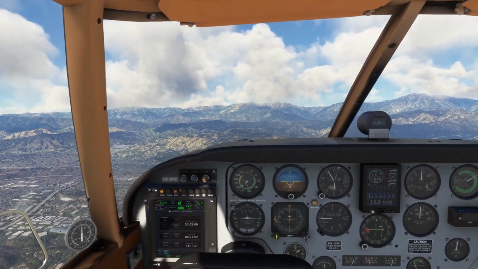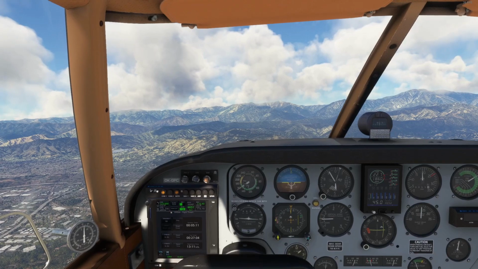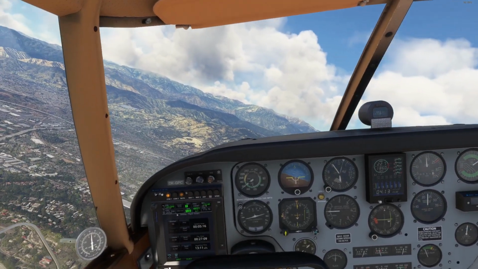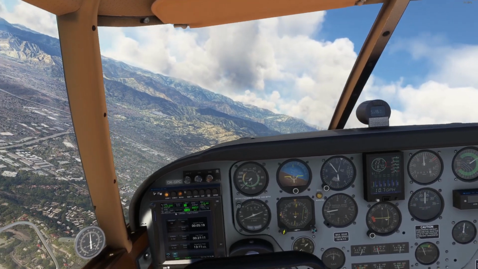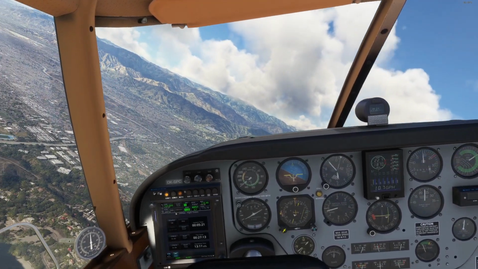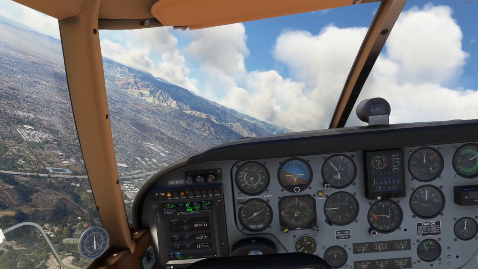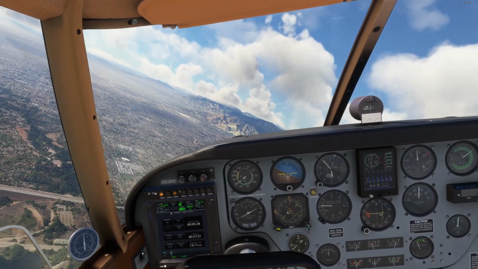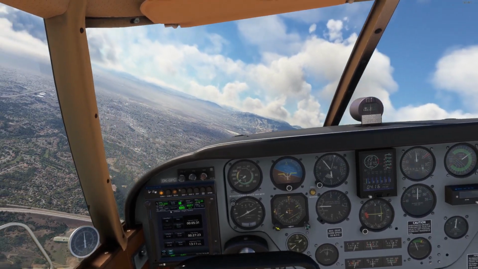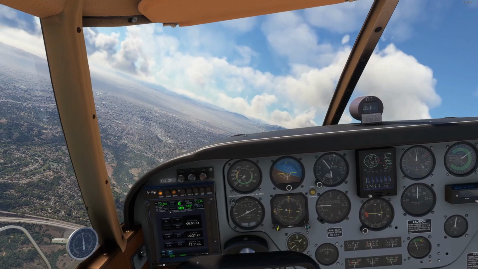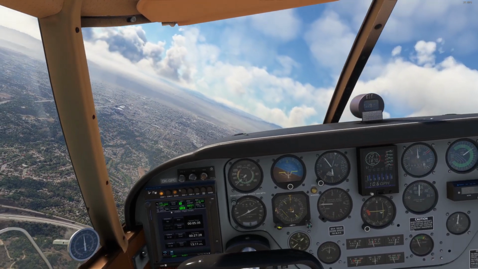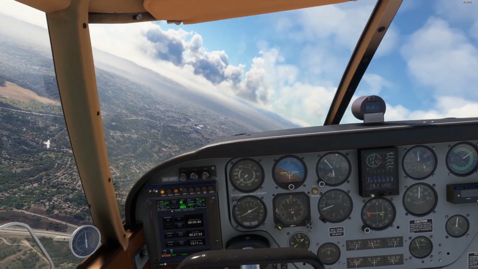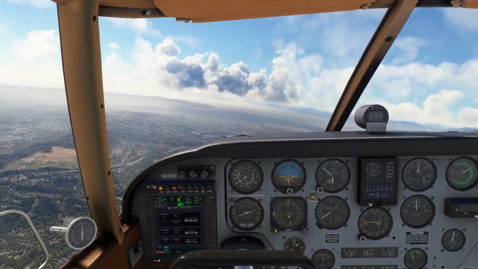We can start the turn. No. Yeah, well, we were too far away from that, so we just get the TO-FROM arrow. Yeah, the TO-FROM indication just flipped. Yeah, we can start descending now. Let's do so.